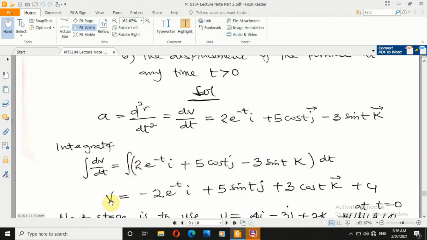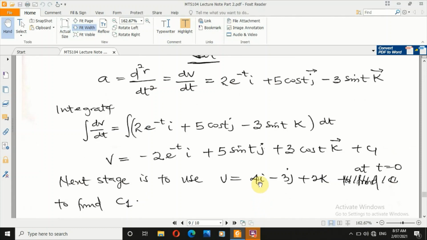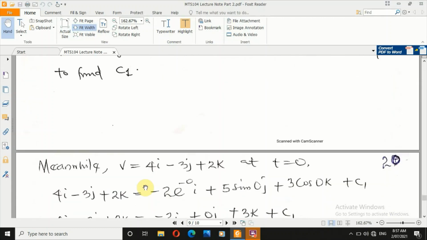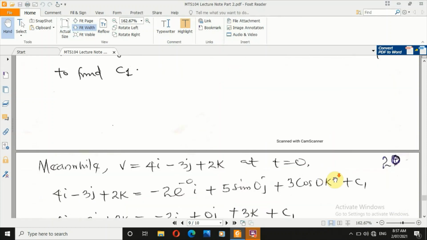So what about v now? We have this to be v, plus c1. So we need to find c1. What do we use? We use the condition that v equals 4i minus 3j plus 2k at t equals 0. Look at it now. When v is this at t equals 0, you put this as your v, then in the integral you set t to be 0, then plus c1. That's how we obtain this.